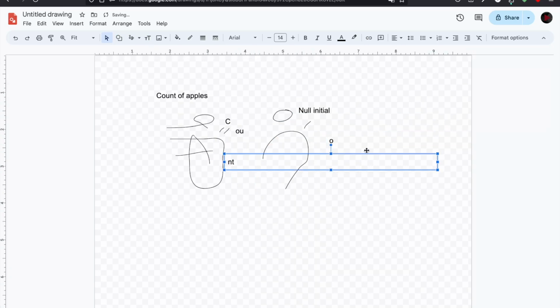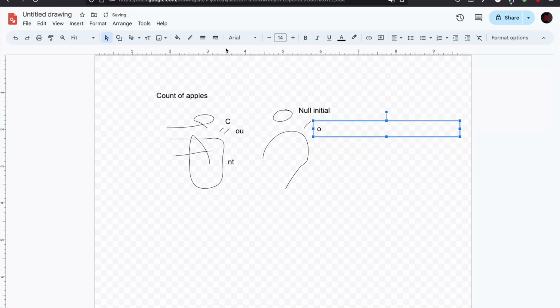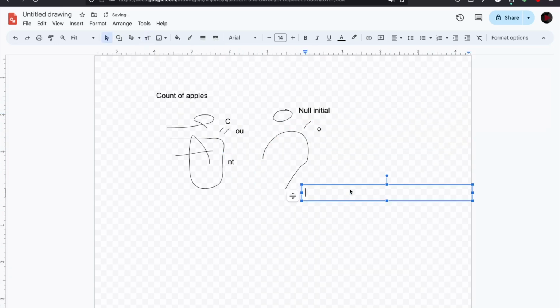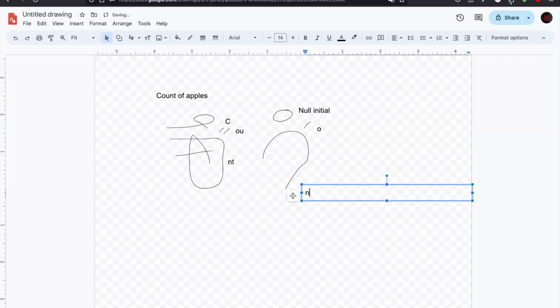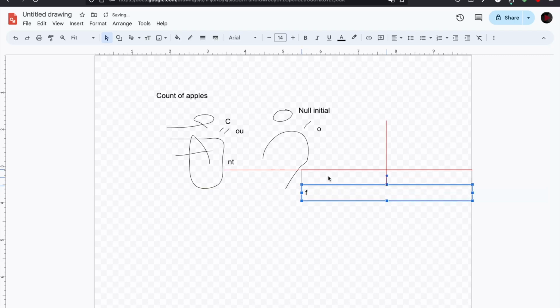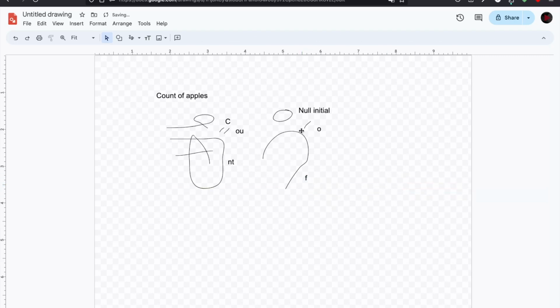O and NT, right? And T. And I mean F, yeah. Null initial OF. And I have another word which is apples, which is two syllables actually. So you have to think about how I'm going to combine syllables. I know you're probably thinking, why are you worrying with the writing system now? You should worry about this last. I know, I'm just getting a rough idea of what I want the language to look like.